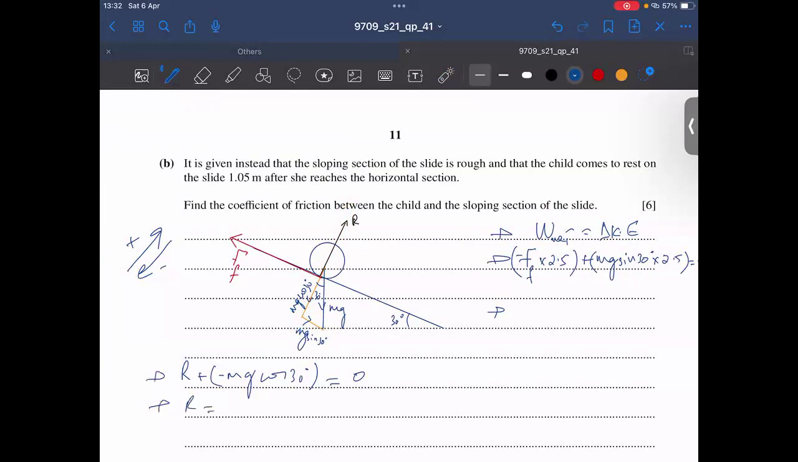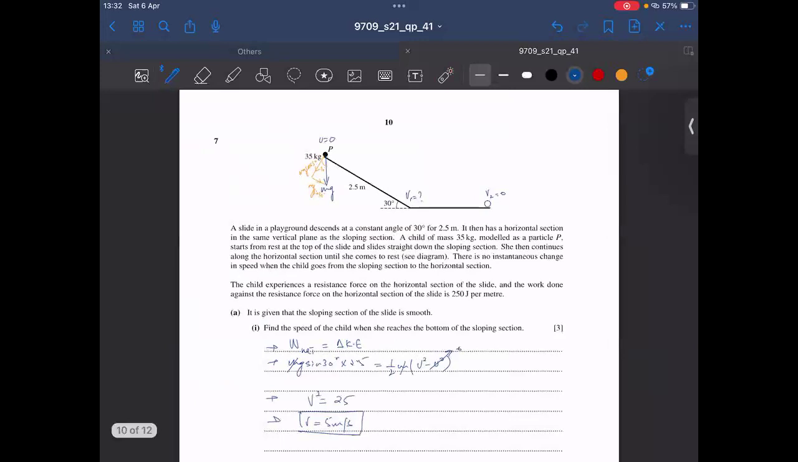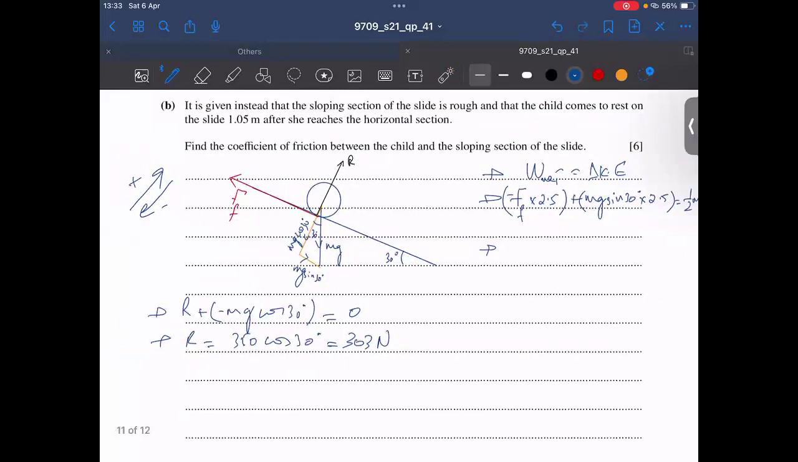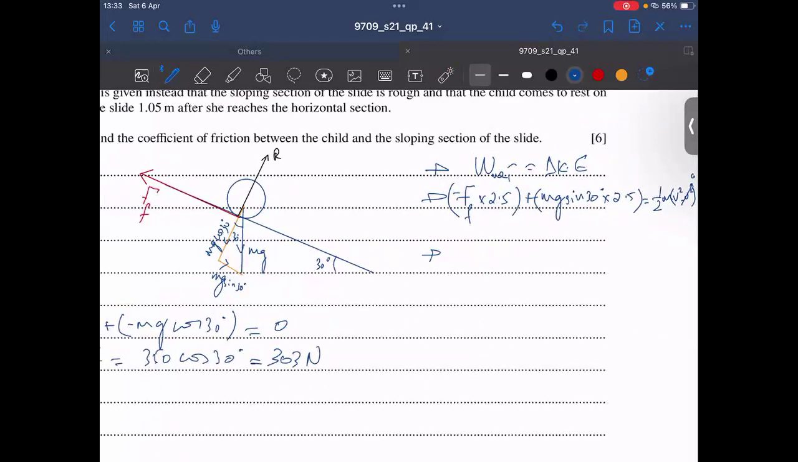So R is going to be equal to what? What is the mass? Mass is 35. So R is going to be equal to 35 times 10 is 350 cos 30. Amna, quickly. 303.1. What is? 303.1. 303 Newton. All right. And Amna, then we have mu R, minus 303 mu.